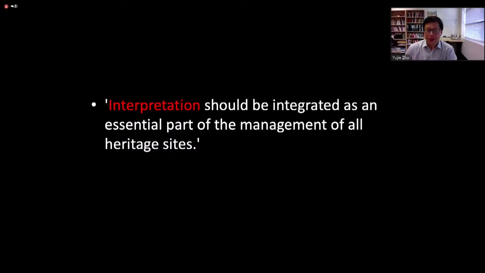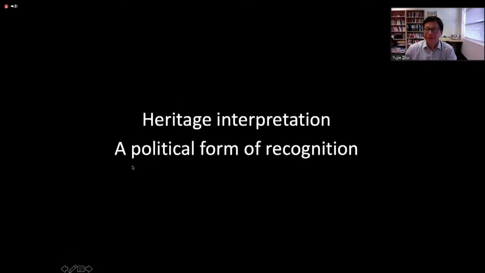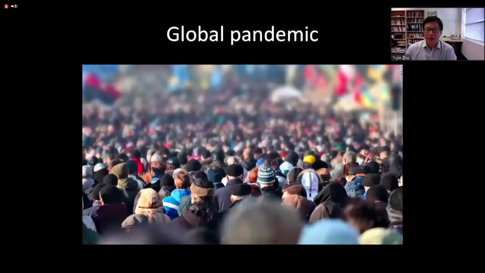Heritage interpretation should be treated as a political form of recognition. As Charles Taylor and later Nancy Fraser indicated, cultural recognition is the critical lens in discussing social justice. We are in a world that is full of issues and conflicts driven by social inequality, racism, displacement, and discrimination. The current global pandemic has reinforced these issues.